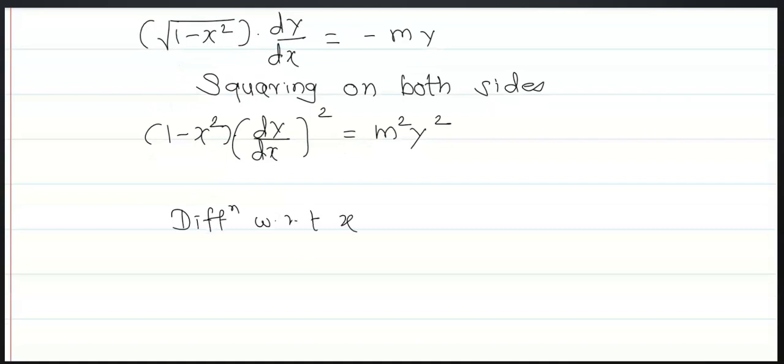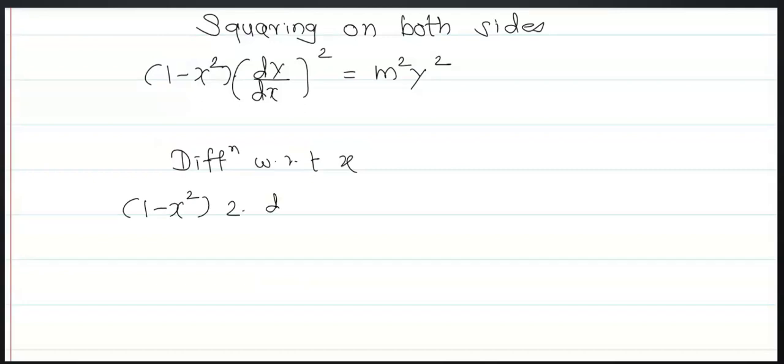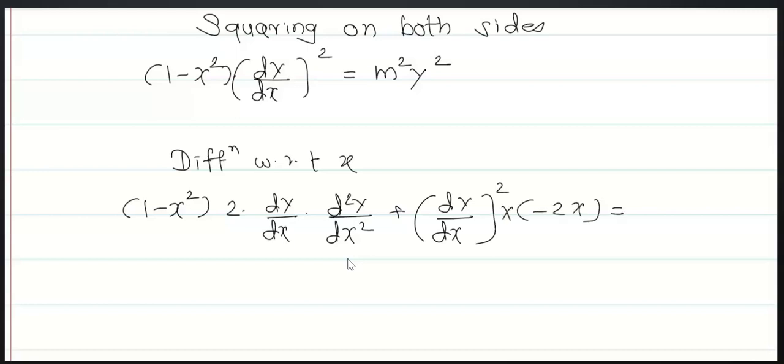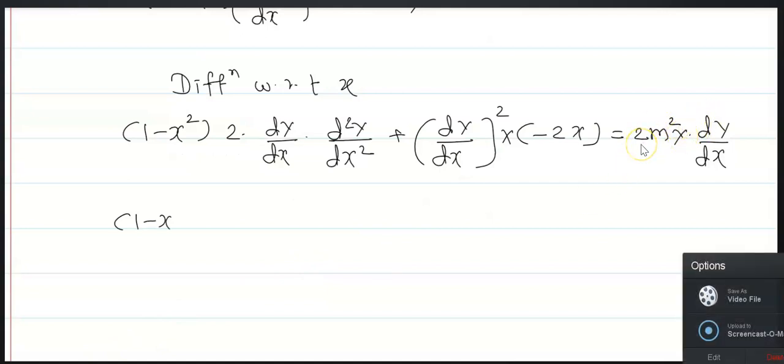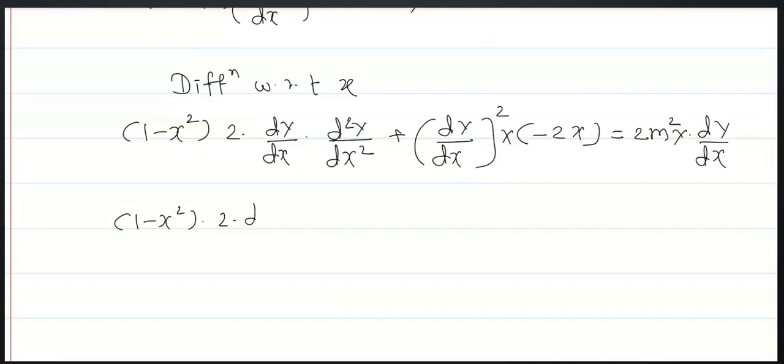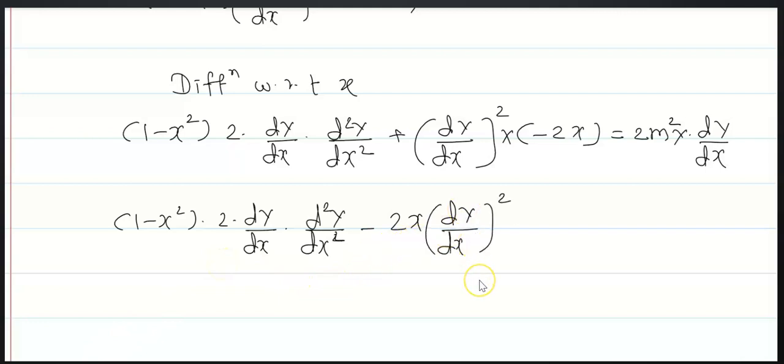Now again, differentiate this with respect to x. 1 minus x square, and the derivative of this power, that is 2 times dy by dx into d2y by dx square, plus dy by dx bracket square into derivative of 1 minus x square. 1 is 0, x square is 2x. Is equals to m square, now here, what is here? Y square, that is 2y into dy by dx. Now overall again we have one more common term, that is 2 into dy by dx, that we will cancel. That is in bracket 1 minus x square into 2 into dy by dx into d2y by dx square minus 2x into dy by dx bracket square is equals to 2y into m square y.